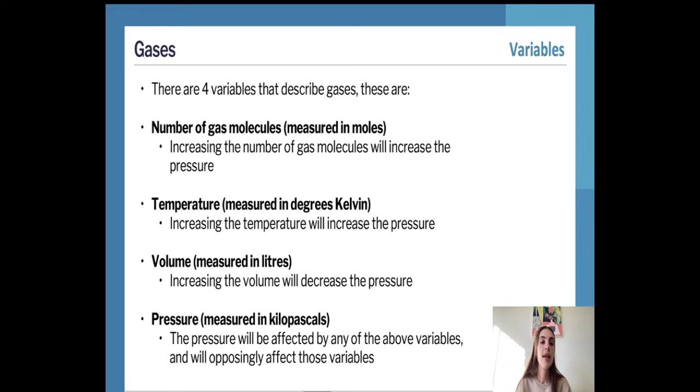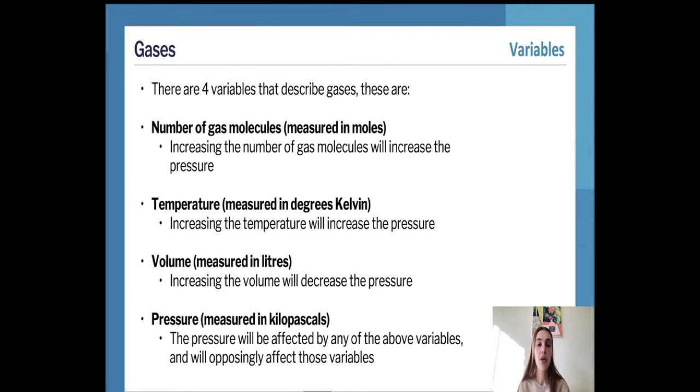And so when we're considering the number of gas molecules, we need to consider that increasing the number of gas molecules will subsequently result in an increase in the pressure. And so this is because if we have more gas molecules in a system, there's less space for them to occupy, and so they'll be all compressed in one area, which means that there's more pressure acting on them. And that's correlated with the volume.